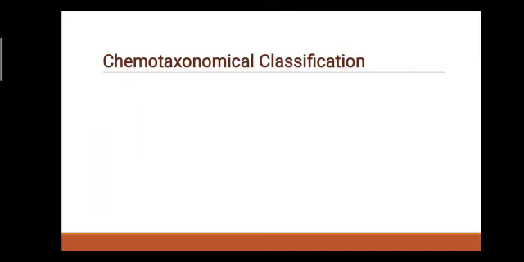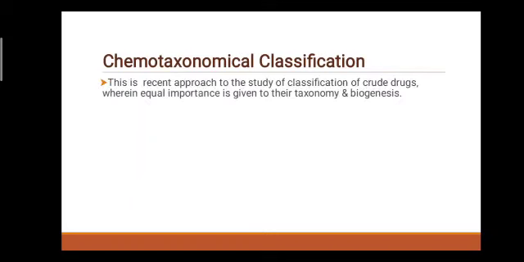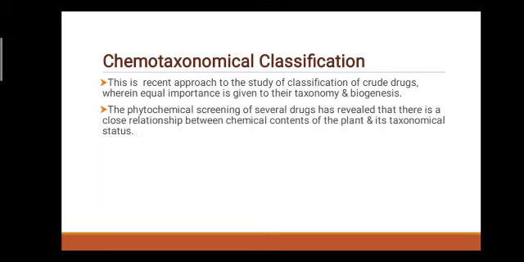Then the next class, sixth, chemotaxonomical classification. This is a recent approach to the study of classification of crude drugs, wherein equal importance is given to their taxonomy and biogenesis. The phytochemical scanning of several drugs has revealed that there is a close relationship between the chemical contents of the plant and its taxonomical status.